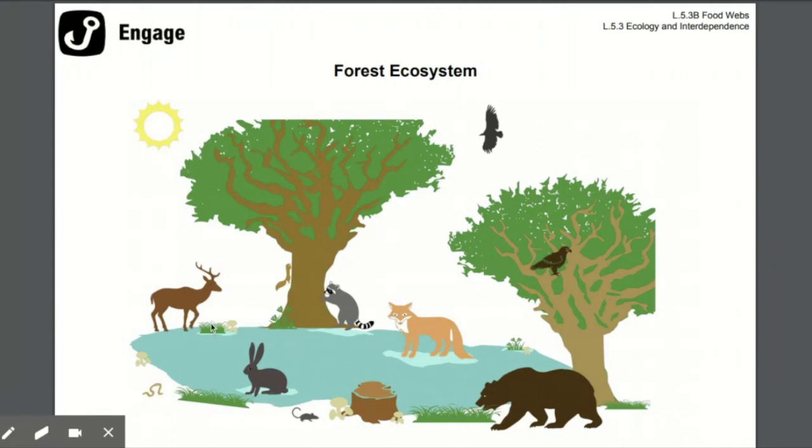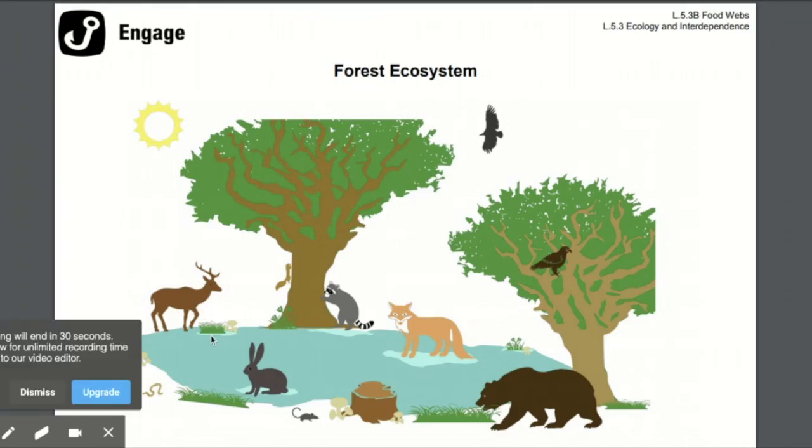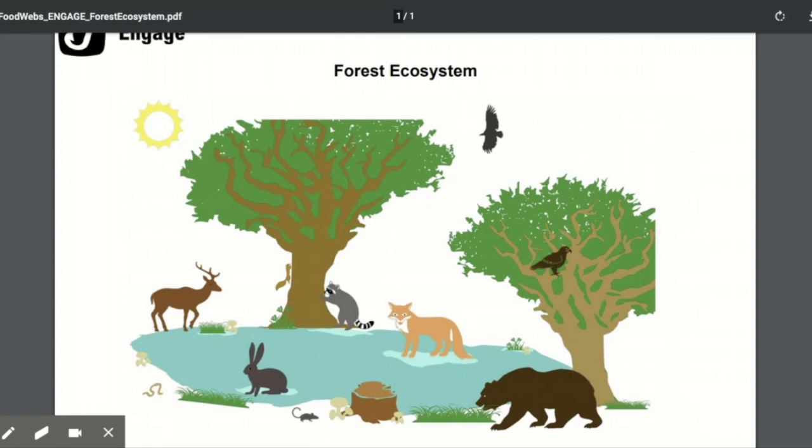So sun provides energy to the grass. And then this grass provides energy to the deer. So we have a food chain that goes sun, grass, deer. So now we need another food chain for our ecosystem.